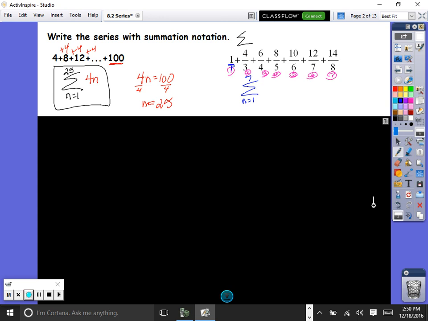Am I consistently adding anything to each term? 1 plus what gives me 4/3? That would be 1/3. Is 4/3 plus 1/3 6/4? No. So I am not consistently adding. It is not arithmetic. So let's check geometric.